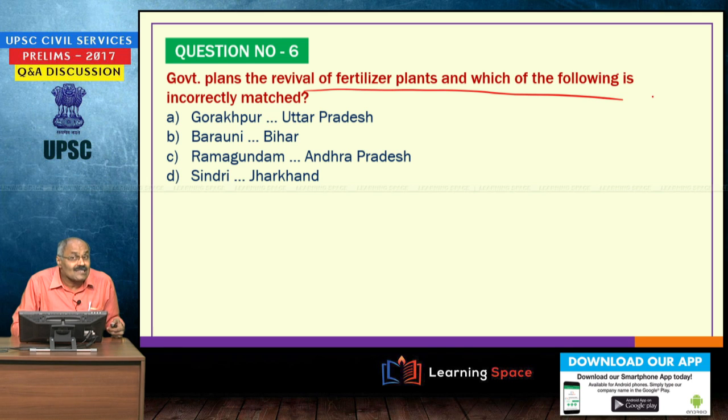Then, government plans the revival of fertilizer plants. During 2016-17 a decision was taken with regard to the revival of fertilizer plants, and which of the following is incorrectly matched? Please do not forget, Gorakhpur is in Uttar Pradesh, Barauni is in Bihar, Sindri is in Jharkhand, but Ramagundam is in Telangana. So, this is the wrong option.